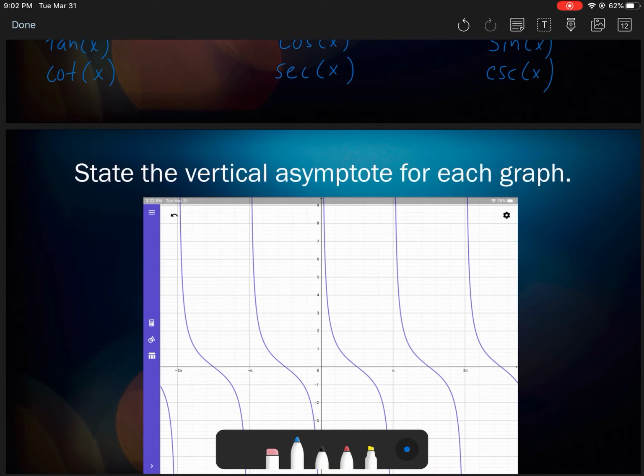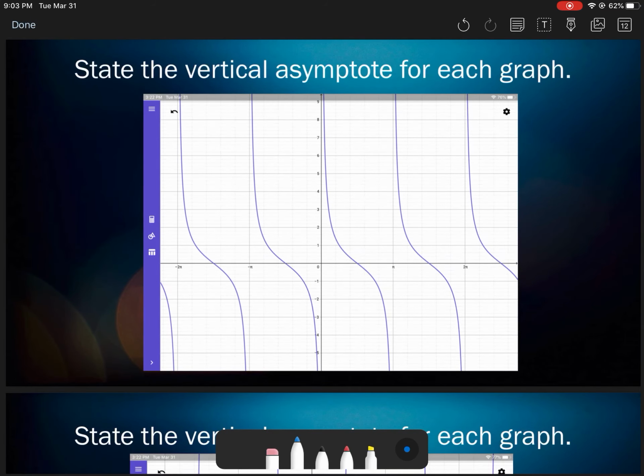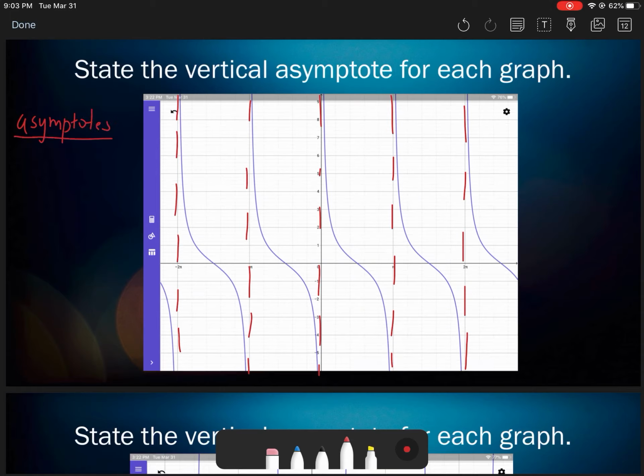State the vertical asymptote for each graph. So you want to state all of them from negative 2 pi to positive 2 pi. Okay, here we have, start with negative 2 pi, negative pi, 0, pi, and 2 pi. So asymptotes are going to be x equals negative 2 pi, x equals negative pi, x equals 0, x equals pi, and x equals 2 pi.